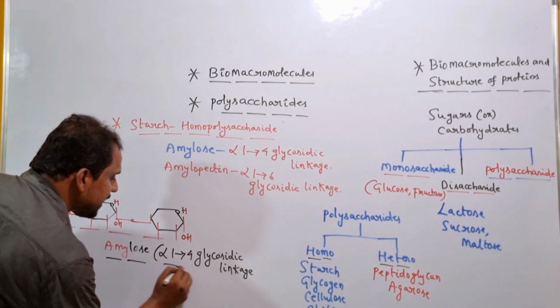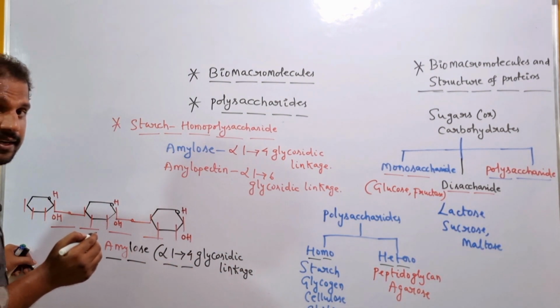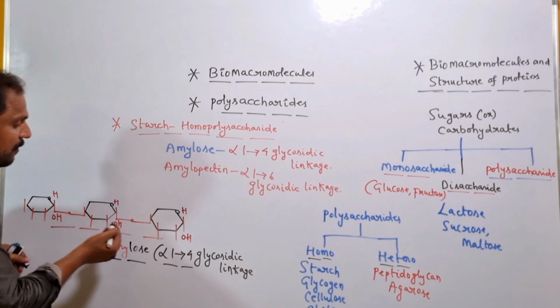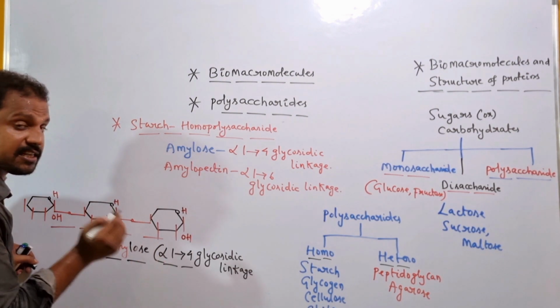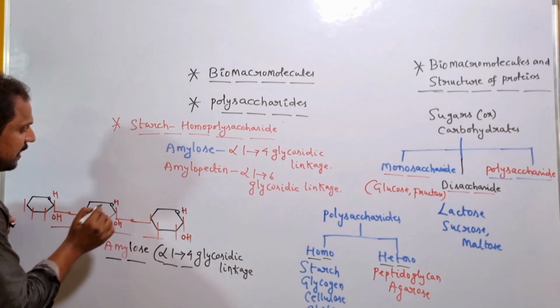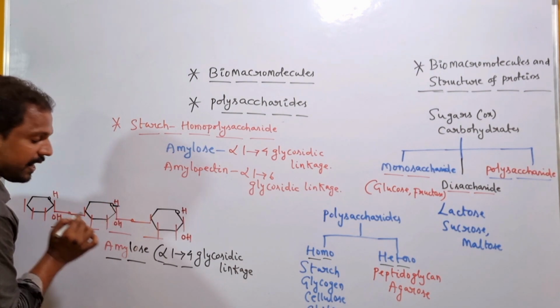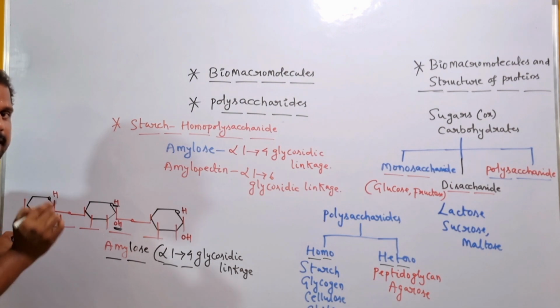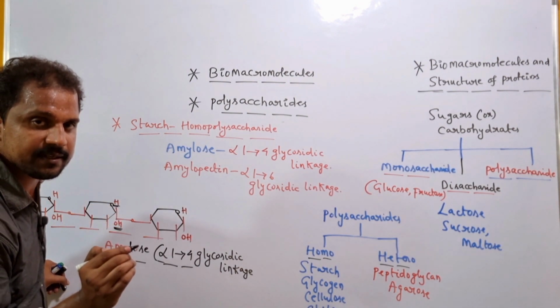So why is it termed as alpha 1,4 glycosidic linkage? Prior to that, what is alpha configuration and what is beta configuration? If a specific sugar molecule contains a hydrogen atom at the top and the hydroxyl group at the bottom, here it is termed as what? Alpha configuration. Is it clear?